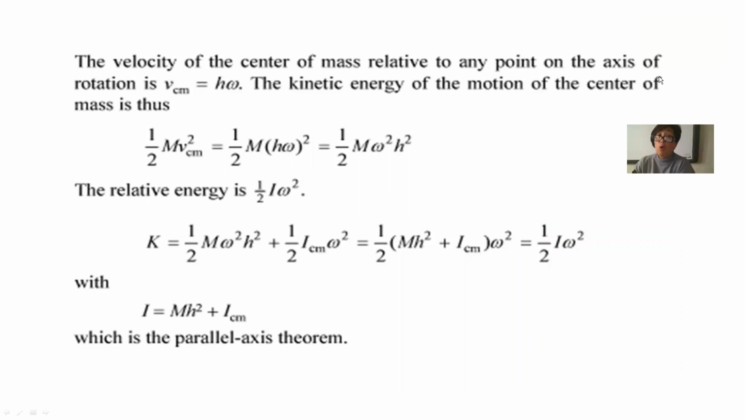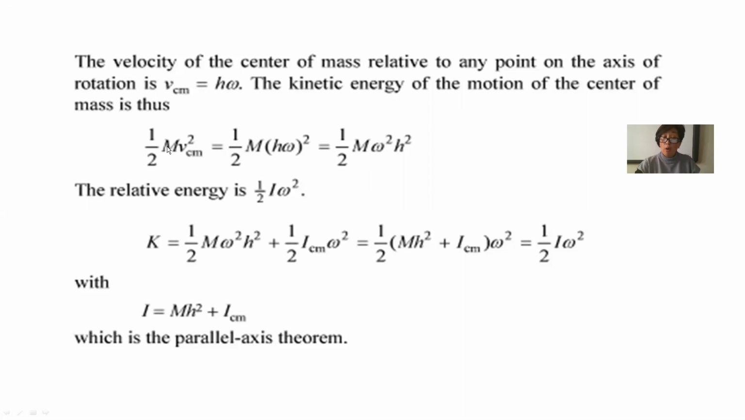Now the velocity of the center of mass relative to any point on the axis of rotation. We know the formula: velocity of the center of mass is h multiplied by omega. And we know the kinetic energy of the motion of the center of mass is m v squared divided by 2. This is the notation of the velocity of the center of mass.